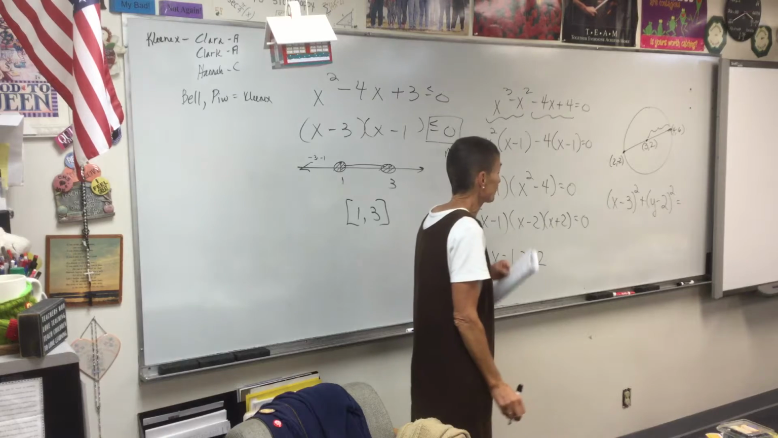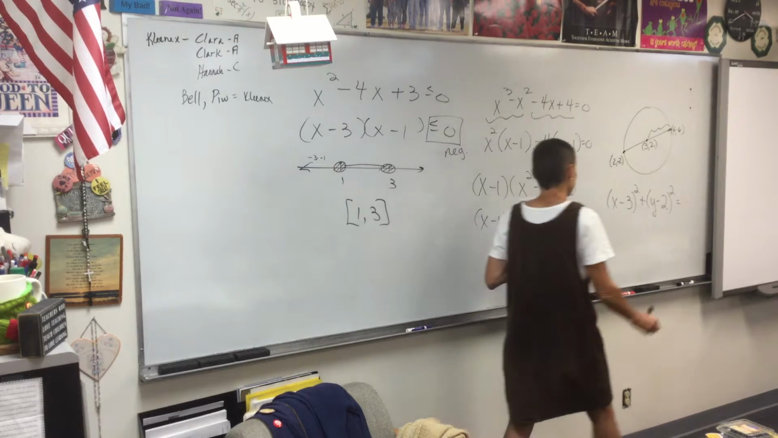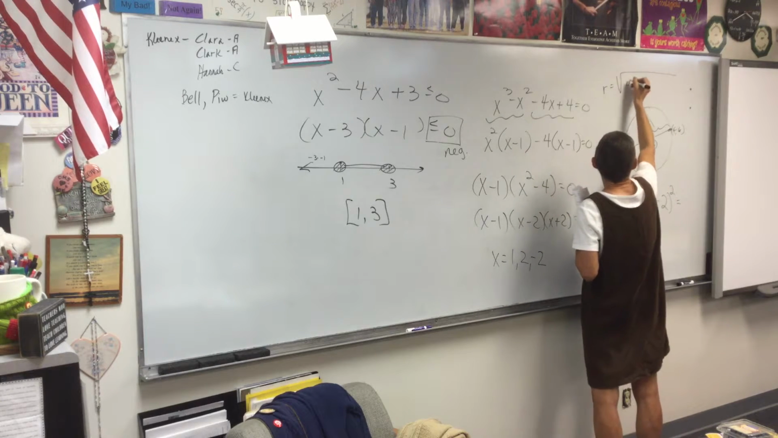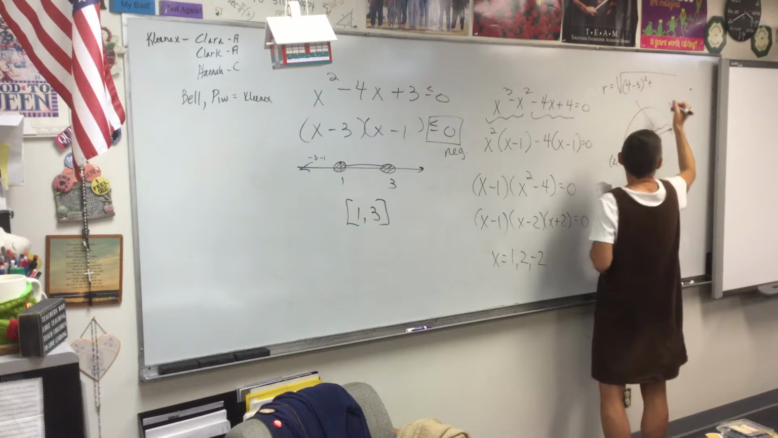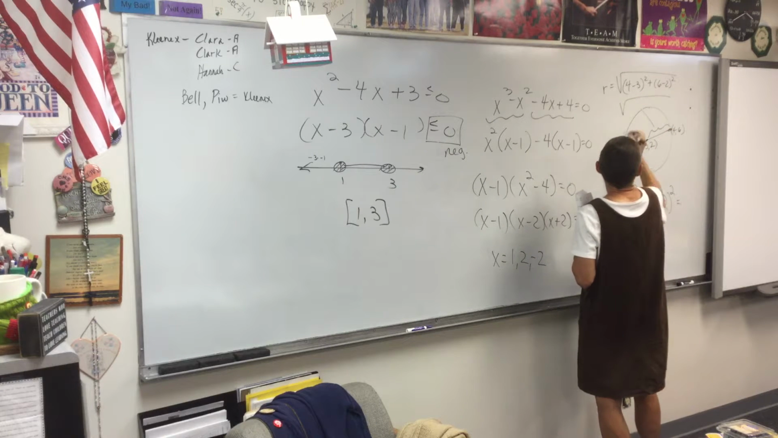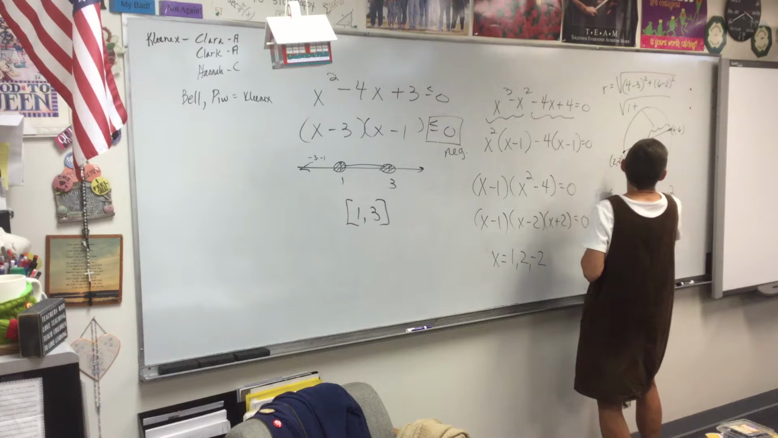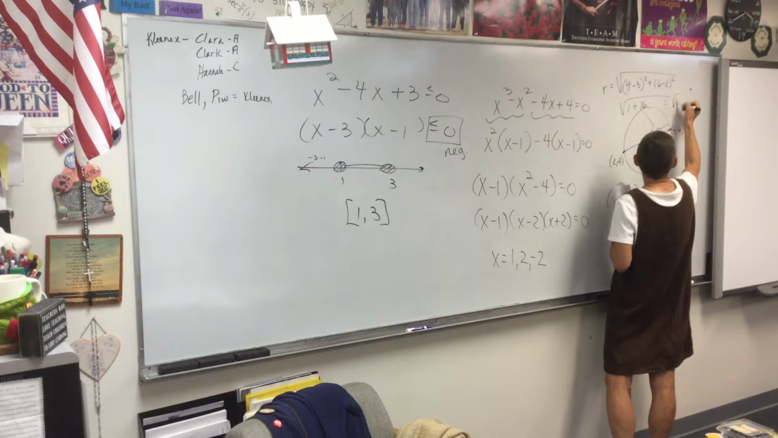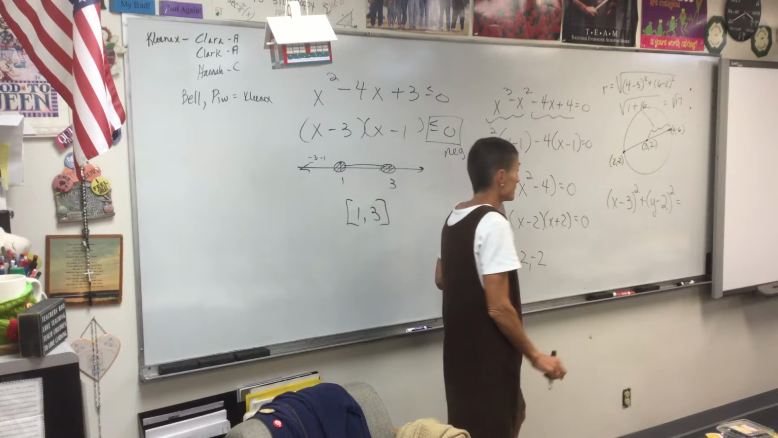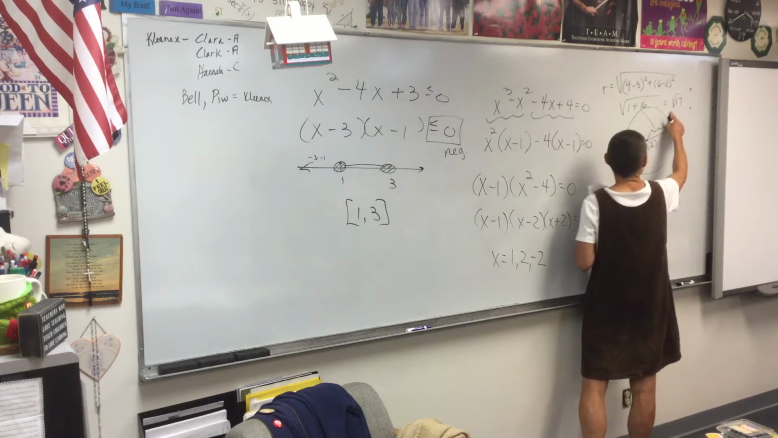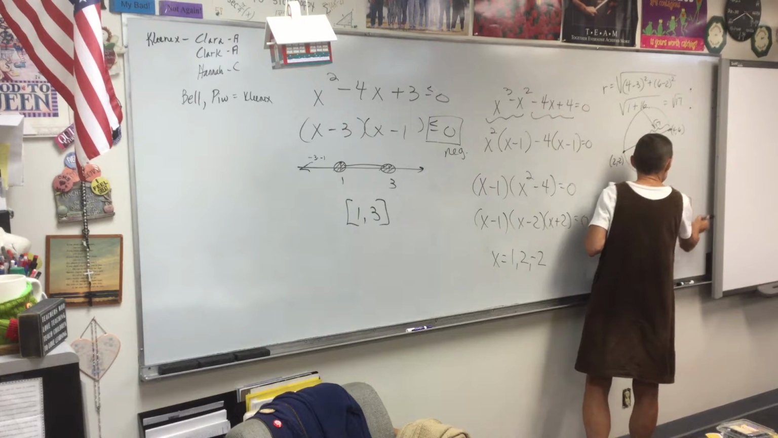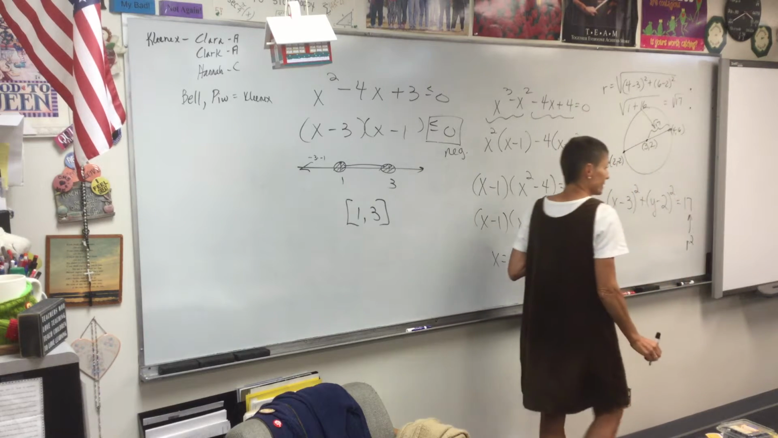So how am I going to find the radius? I'm going to use my distance formula. So the radius is the square root of 4 minus 3 squared plus 6 minus 2 squared, which is 1 plus 16, root 17. Now what do I put into my equation? That is the radius, that's root 17. But what goes into my equation? 17, because this number is always r squared.